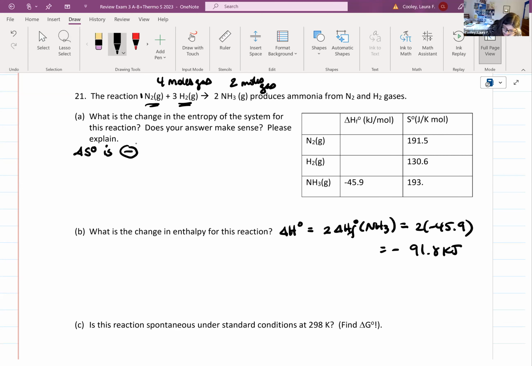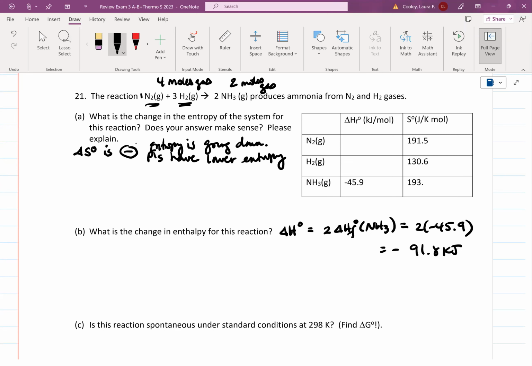Yes. And when I say negative change in entropy, what does the negative sign mean? It means that entropy is going down. That's because the products have a lower entropy. Yeah, the products are becoming more ordered. Yes. And entropy is disorder. Okay. Products are less disordered and more ordered.